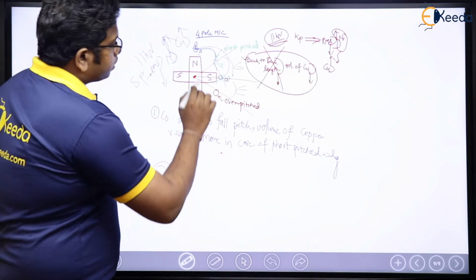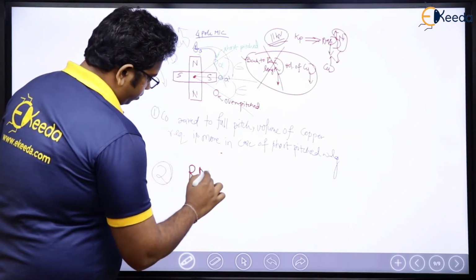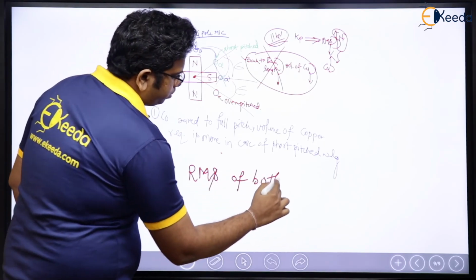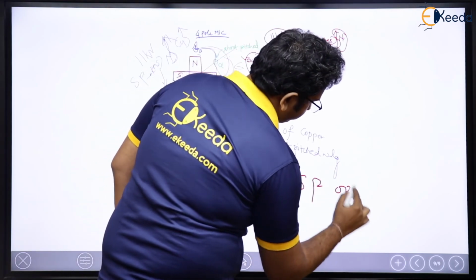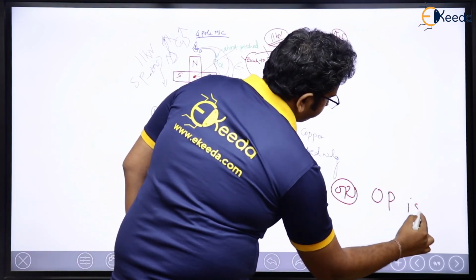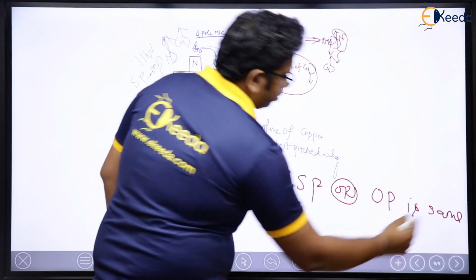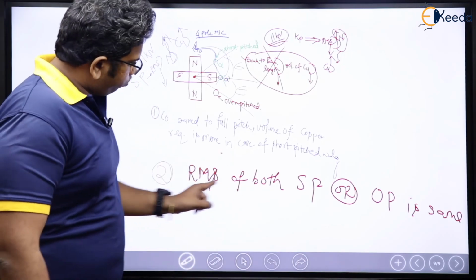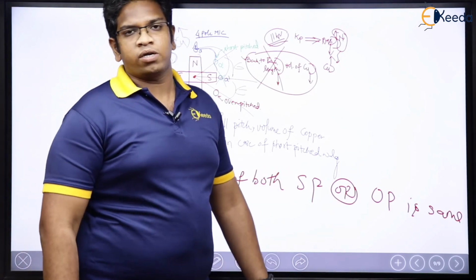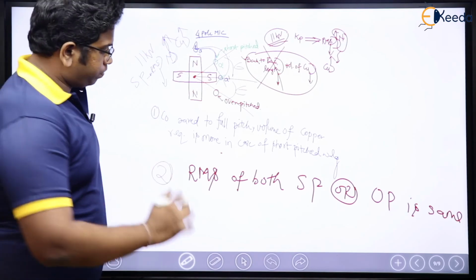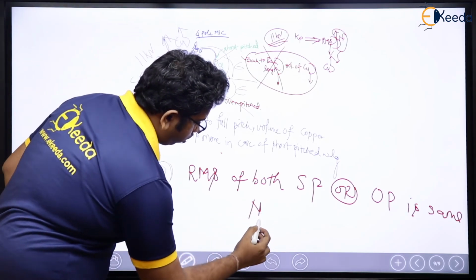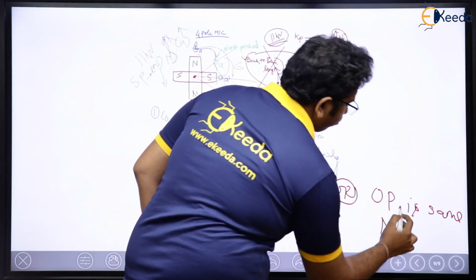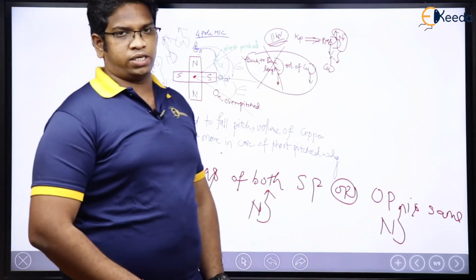What is that? That the RMS value of both short pitched or over pitched is the same, because the same stepped effect will be there. So the RMS value of short pitched as well as over pitched will be the same. Which means if the number of turns has to be increased for short pitch, then the same number of turns has to be increased for over pitched also.